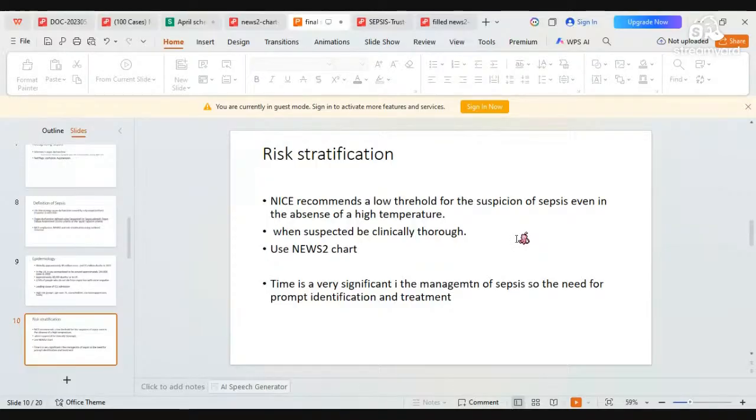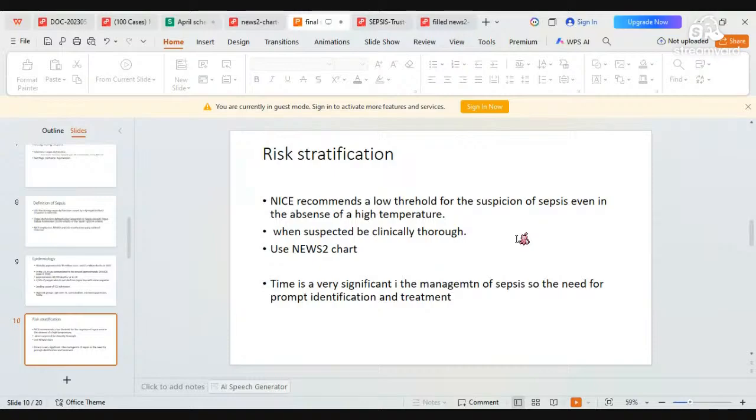At any point as a clinician, if you suspect that your patient may be having sepsis, and this could be a patient who has just come into the ED, as in our index case, or a patient who is already on the ward and is noted to be deteriorating, please see your patient thoroughly so that you do not miss anything. And as said earlier, NICE emphasizes the use of your NEWS 2 charts.